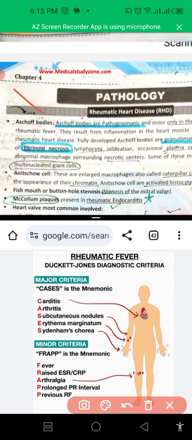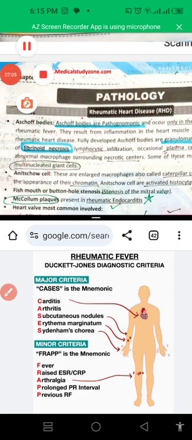Other findings: Aschoff bodies will be present in the rheumatic patient, with fever, inflammation, and heart muscle pain. Aschoff bodies and granuloma will be formed, fibrinoid necrosis and lymphocyte infiltrates will happen in the plasma, and multinucleated giant cells will be there. Anitschkow cells will be present, and fish mouth or buttonhole stenosis will be there in the mitral valve.